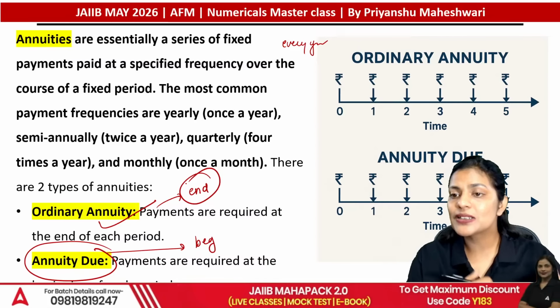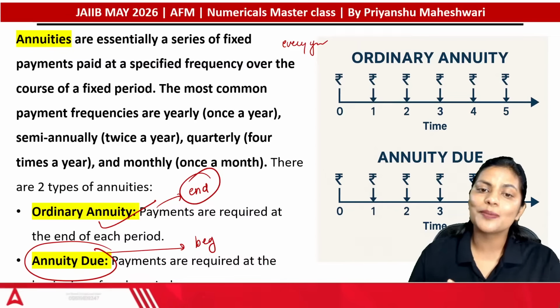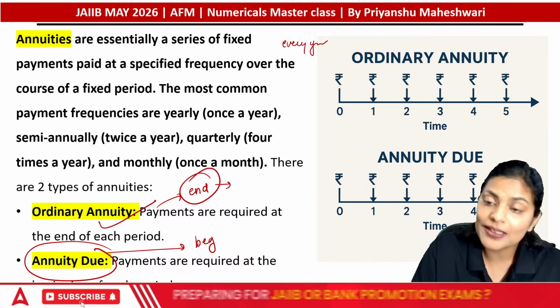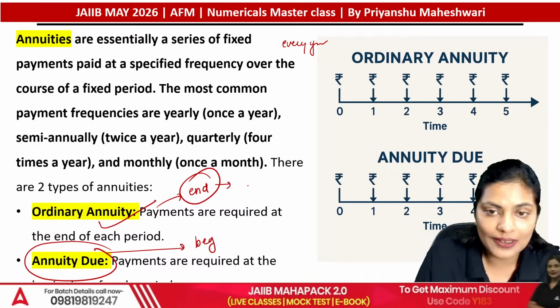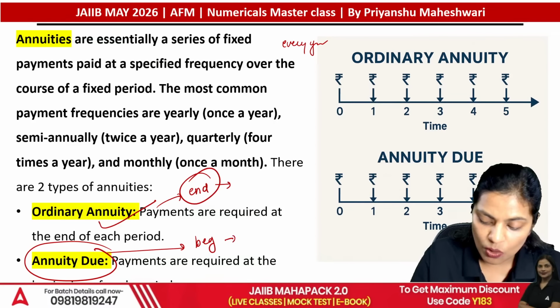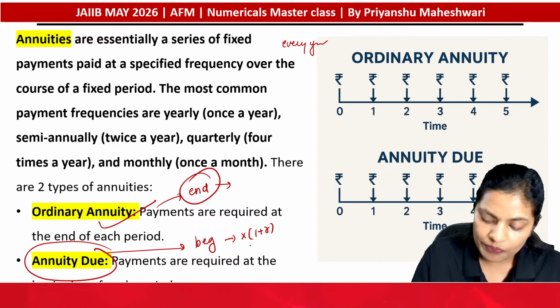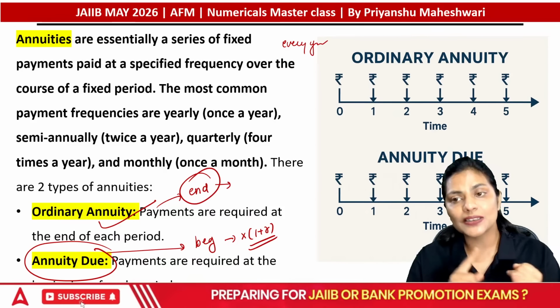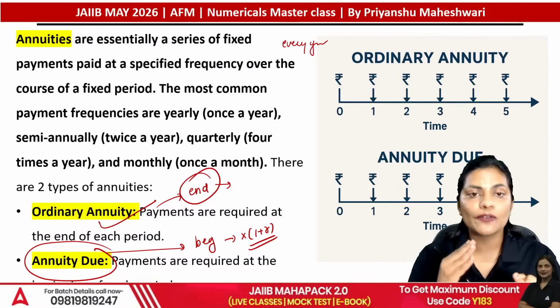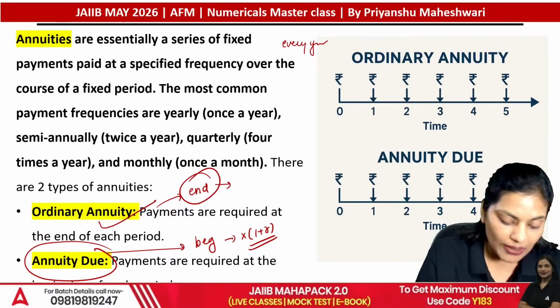So, the payments are made at the end of the year or at the beginning of the year. If they are made at the end of the year, what does that mean? That you will get 1 less interest as compared to the beginning. So, always in the same formula multiplied by 1 plus r. Annuities are a series of fixed payments at a specified frequency, fixed period, everything is fixed, nothing would change.